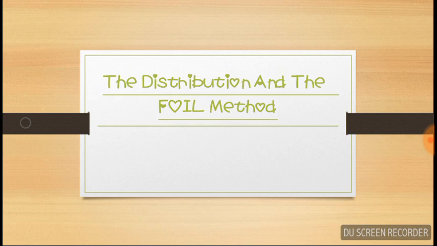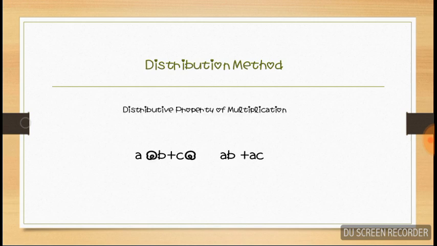I am here to discuss the distribution and the FOIL method. Before anything else, let's put our attention on the distribution method. By the definition of the distributive property of multiplication, if A times the quantity B plus C, that means A must be distributed to B, and A must be distributed to C. So if A distributes to B plus C, that would become AB plus AC.